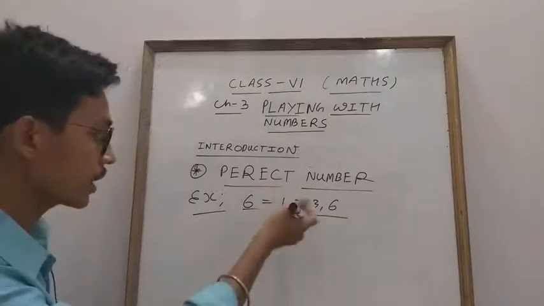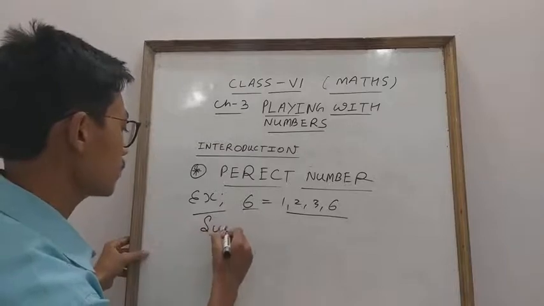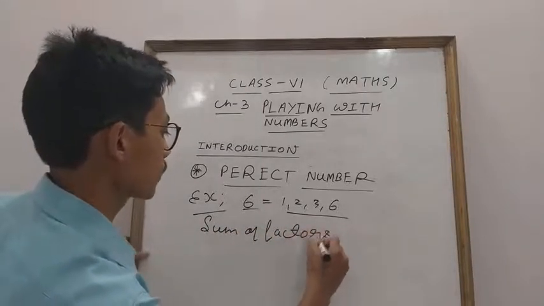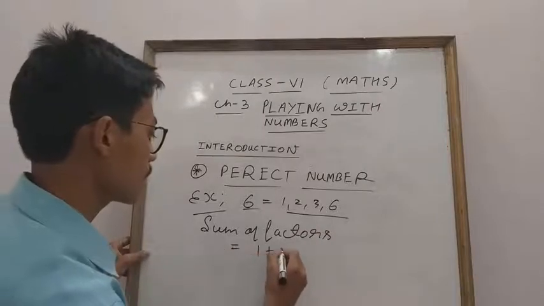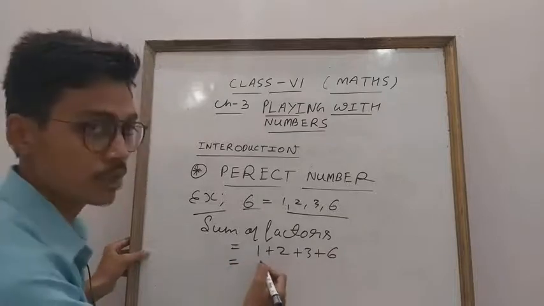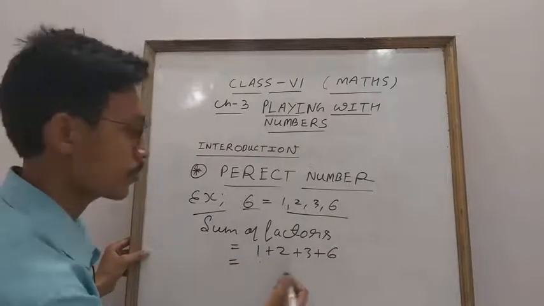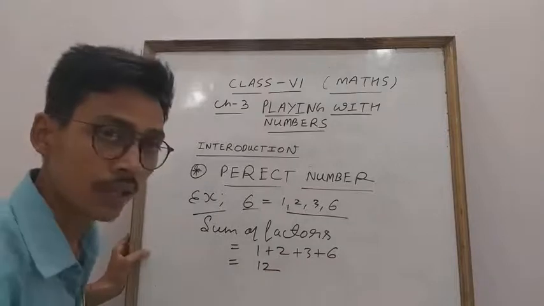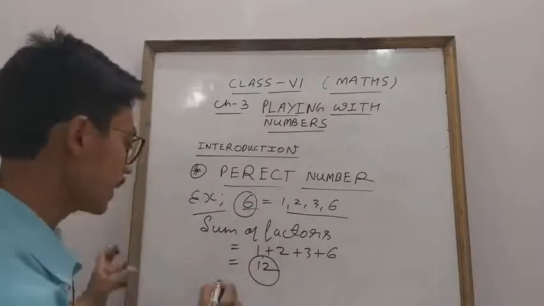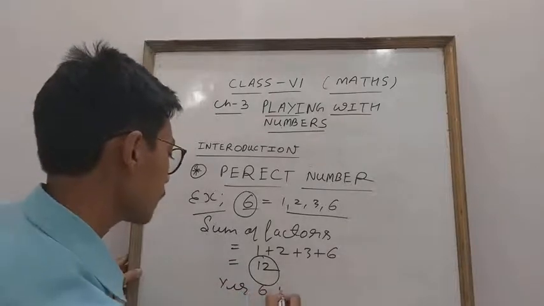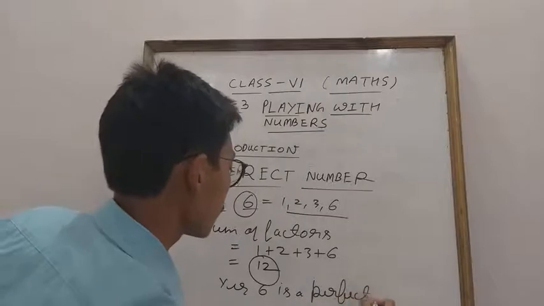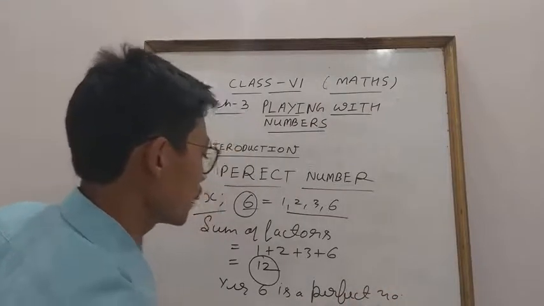Now check it. The sum of factors: 1 plus 2 plus 3 plus 6. So 2 plus 1 is 3, 3 plus 3 is 6, 6 plus 6 is 12. Okay student, now you can see that 12 is twice of 6. So you can say yes, 6 is a perfect number. Clear everyone? 6 is the perfect number.